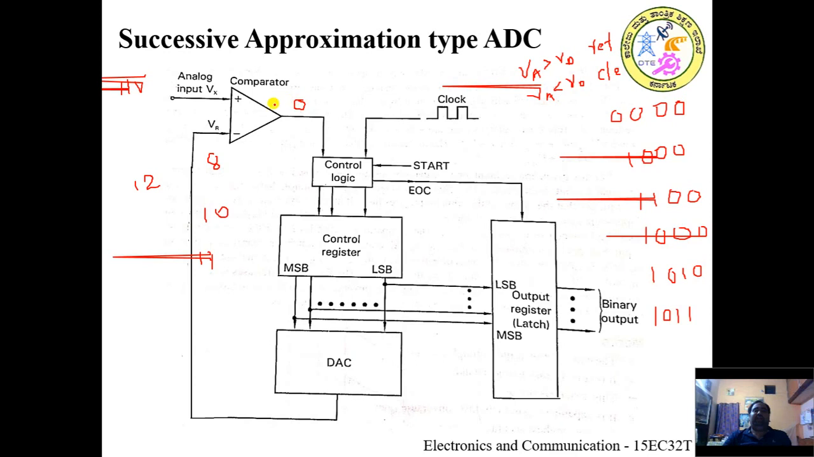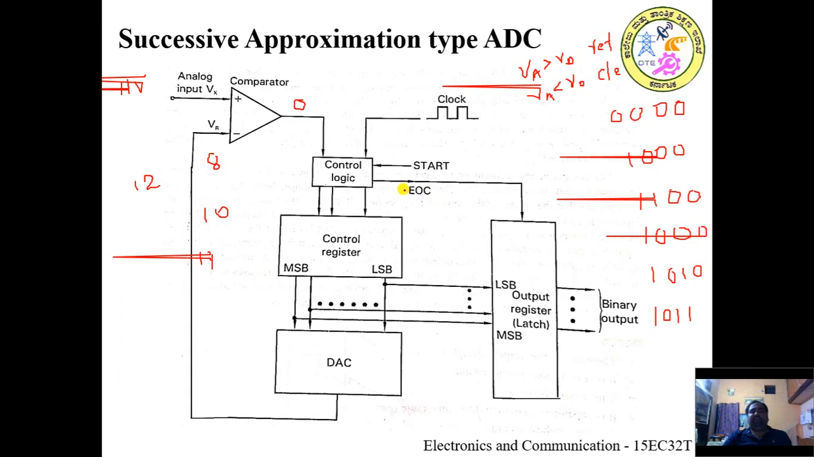Now I can say VA value is equal to VD. So whenever the comparator gives an output 0, the control logic issues an EOC signal. EOC is nothing but an end of the conversion signal. Now it says the conversion is completed because all bits are checked till LSB.